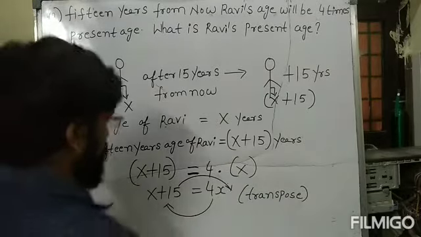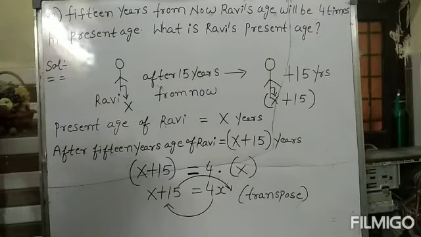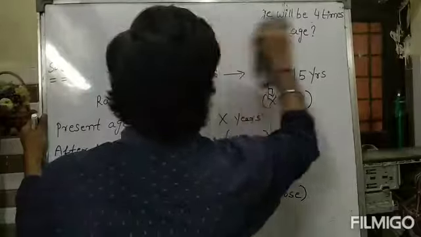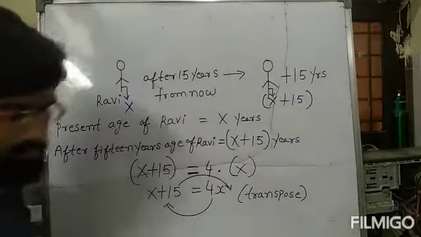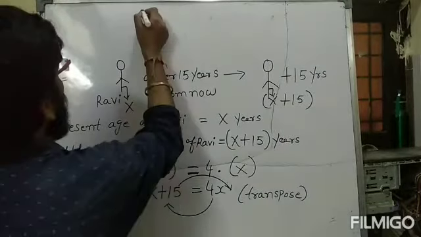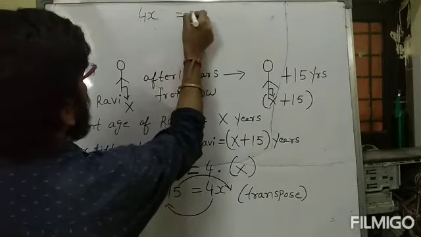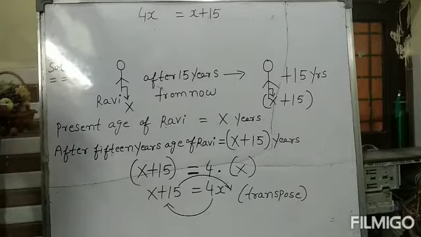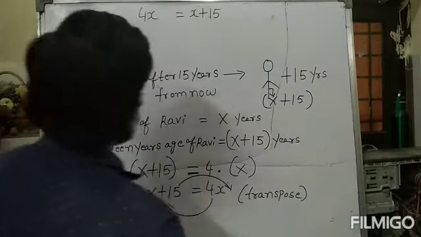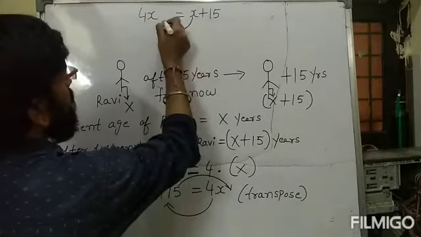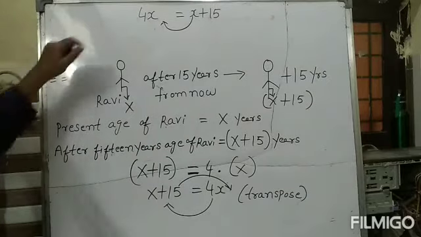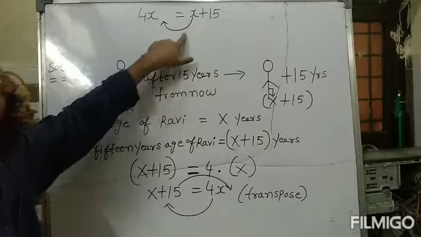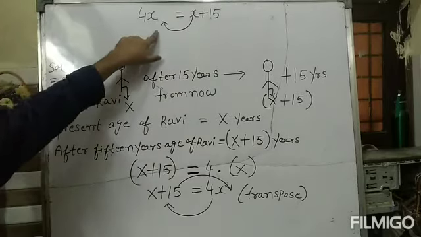Transpose means it will be like this: 4x is equals to x plus 15. Now let's send x here. Why? Because here is hero. He is also hero plus villain. So both heroes should be fit together. That's why heroes once.